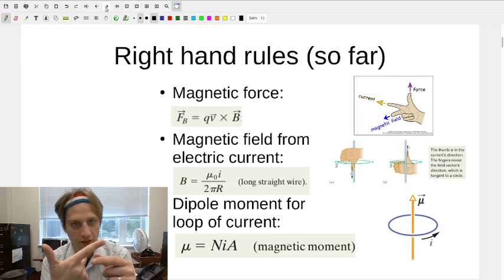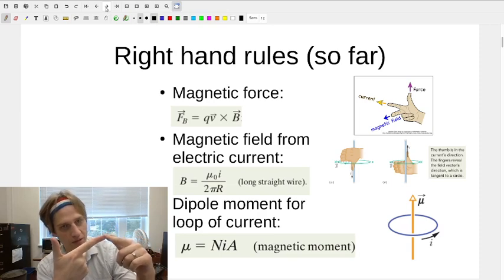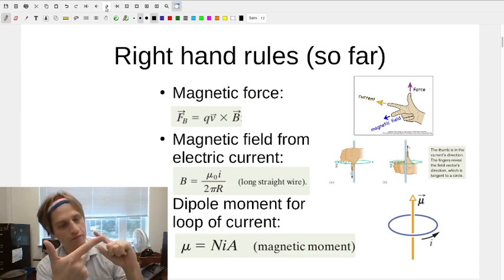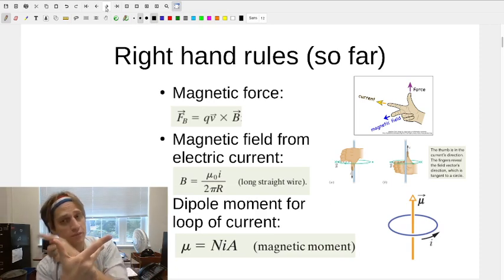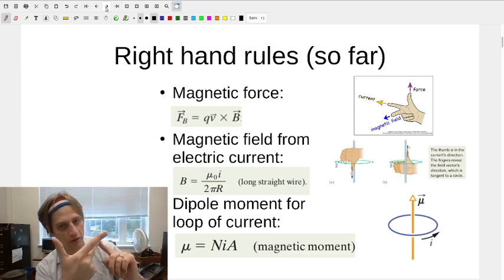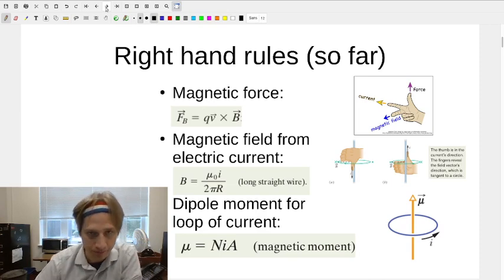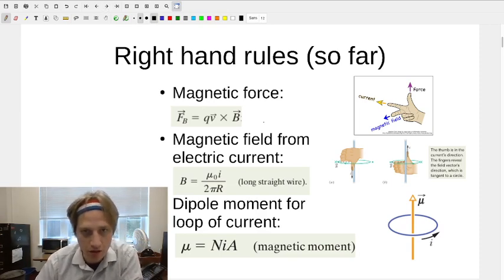The first right-hand rule is that if your particle is moving at the speed v, that's your index finger, in a magnetic field that's pointing in the direction of your middle finger, then your thumb is supposed to be perpendicular to both your index and your middle finger, and that will be the direction of the magnetic force. Okay, so that was last week.